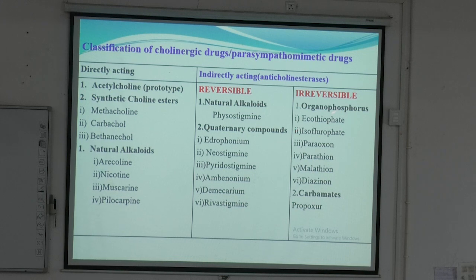So the examples are echothiophate, isoflurophate, paraoxon, parathion, malathion. This malathion and parathion poisoning is very common. These are used as insecticides. Carbamates like propoxur are present. Apart from this, there are different types of nerve gas also, like sarin. This is a nerve gas. So these are the directly acting and indirectly acting drugs.